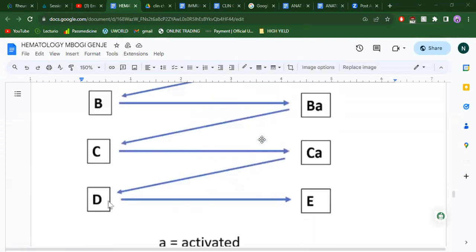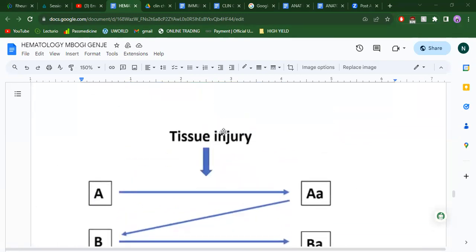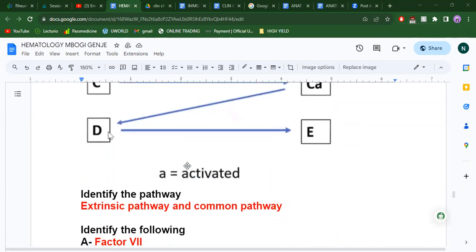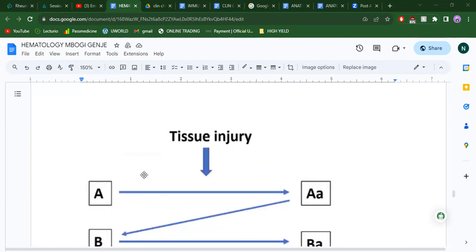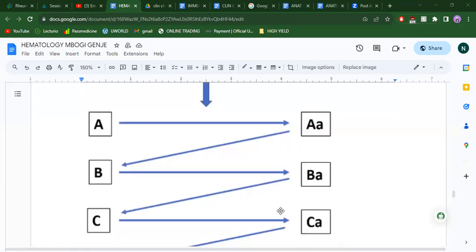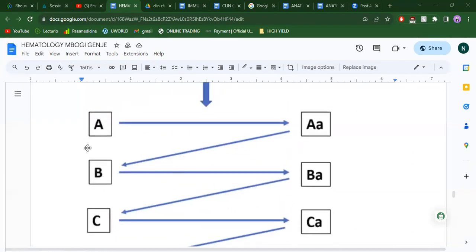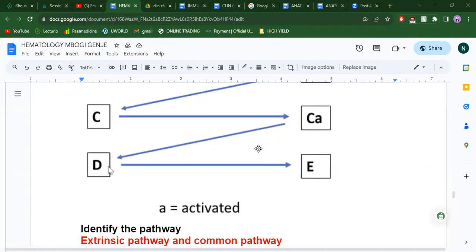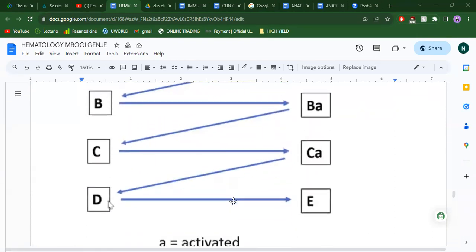So this is the same question. Identify the pathway: tissue injury, you all know that it is extrinsic. And then the common pathway starts around here. So for tissue injury, we have factor 7 to 7A, then we enter 10 to 10A, then 10 to 1, so 10 to 1, okay? The common pathway is starting here. So if you're asked to identify the pathway, extrinsic and common, don't forget, okay?